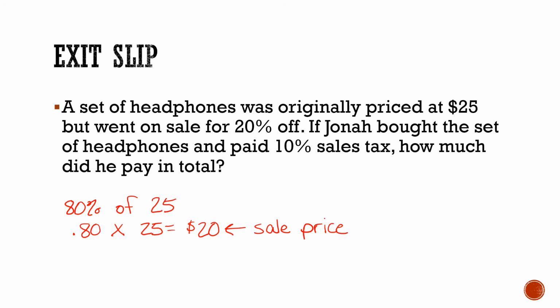Okay, so now I have to pay tax on whatever I'm paying for the headphones, which is now $20. So we're going to do 10%. And yes, someone asked, can I do 110%? Yes, you can do it that way. So 10% of my sale price of $20. So 0.10 times 20 is 2. So that means it's $2 in tax. So I'm going to pay my sale price of 20, my $2 for tax. So in total, Jonah will pay $22.